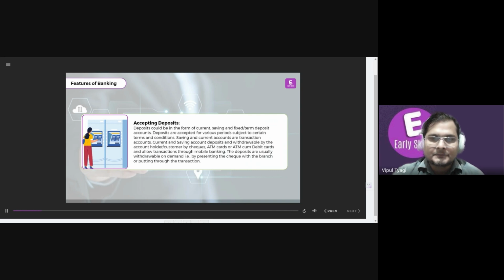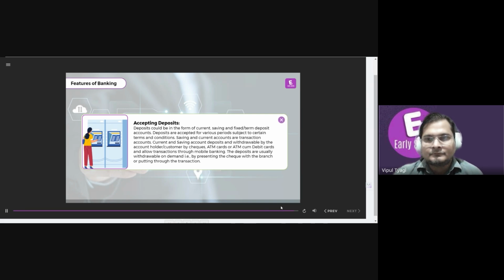Accepting deposits. Deposits could be in the form of current, saving and fixed term deposit accounts. Deposits are accepted for various periods subject to certain terms and conditions. Saving and current accounts are transaction accounts. Current and saving account deposits are withdrawable by the account holder or customer by cheques, ATM cards or ATM-cum-debit cards, and allow transactions through mobile banking. The deposits are usually withdrawable on demand, that is, by presenting the cheque at the branch or putting through the transaction.